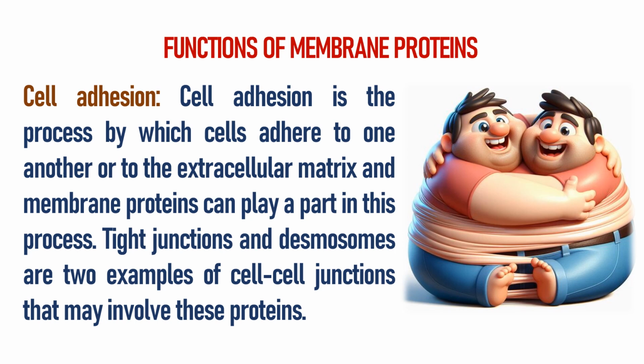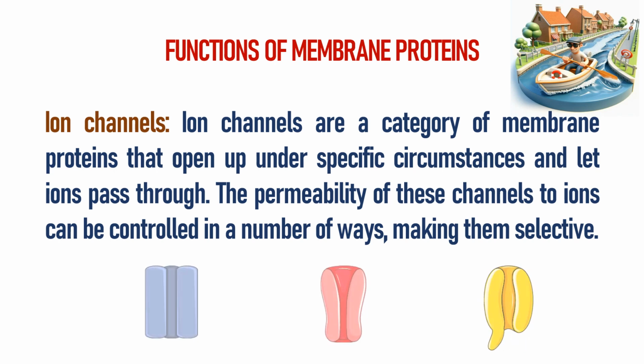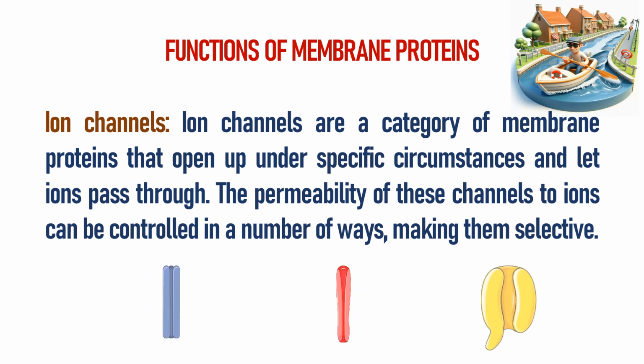Cell adhesion is the process by which cells adhere to one another or to the extracellular matrix, and membrane proteins can play a part in this process. Tight junctions and desmosomes are two examples of cell-cell junctions that may involve these proteins. Ion channels are a category of membrane proteins that open up under specific circumstances and let ions pass through. The permeability of these channels to ions can be controlled in a number of ways, making them selective. Ion channels are an important part of the cell membrane transport mechanism.